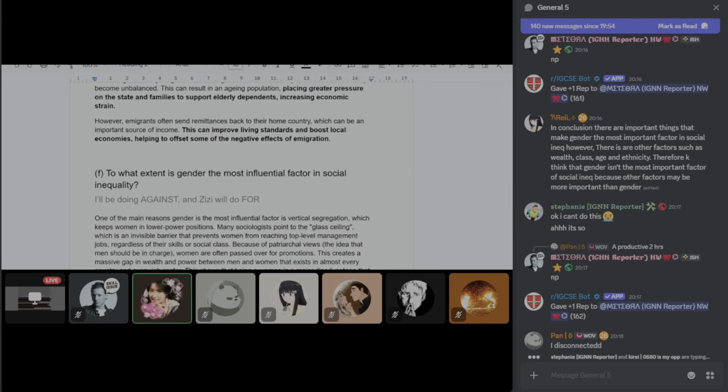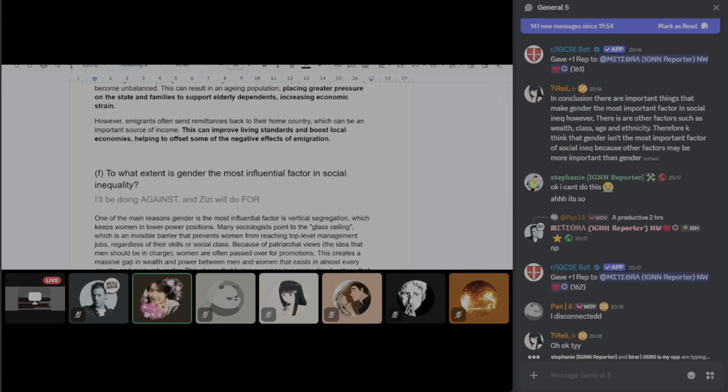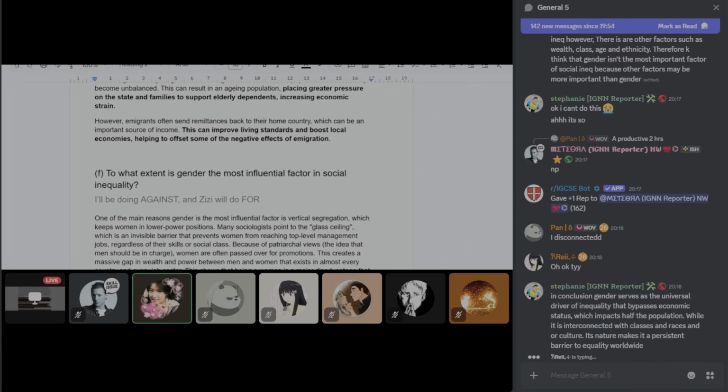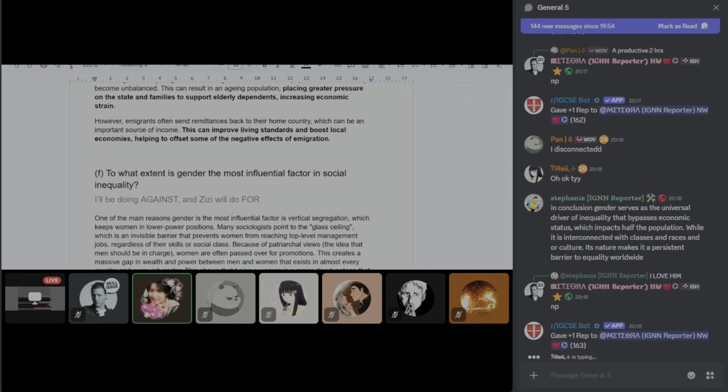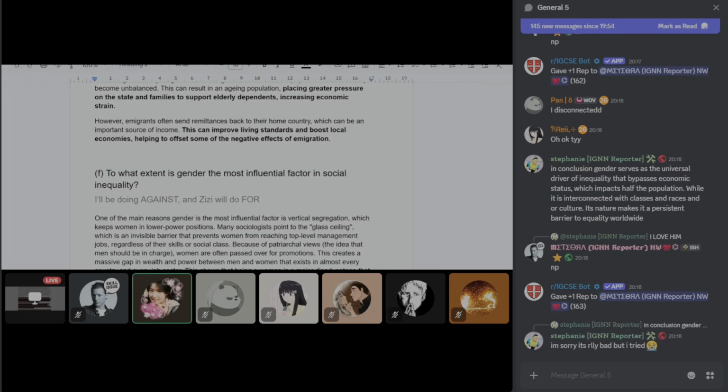So, for your conclusion, because you disapprove of the idea of gender, you need to give an alternative and have valid reasoning. But if you do agree with gender, you can explain why you picked gender out of the other options and say why the other factors may not be as good as gender.